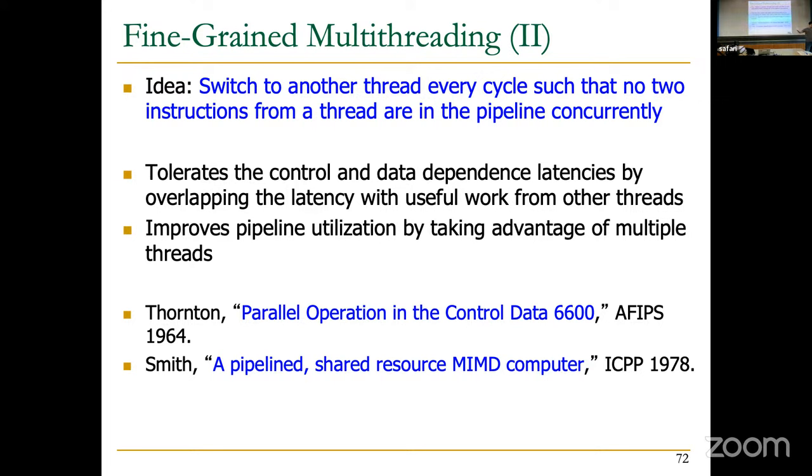And sometime later, let's say 11 cycles later, you can again fetch one instruction for the same thread, for thread zero. But at this point, the previous instruction from that thread is already far in the pipeline, so there is no longer a dependency. So that's the basic idea in fine-grained multithreading. It's switching to another thread in order to avoid dependencies in the pipeline.